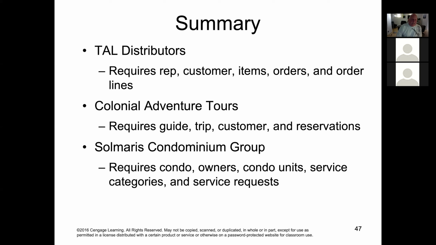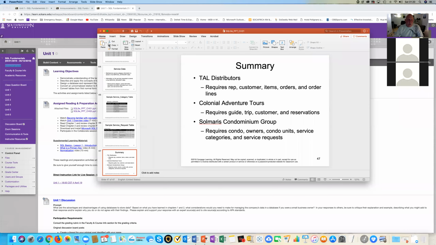Okay, so this is just a quick summary of Chapter 1. It went over the TAL Distributors database, which requires the rep, customer, items, orders, and order lines. Your Colonial Adventure Tours database requires guide, trip, customer, and reservations. Solarius Condominium Group requires condo owners, condo units, service categories, and service requests. So let's exit out of Chapter 1. That's pretty much all Chapter 1 covers: it describes the three databases you're going to be working with throughout the course.